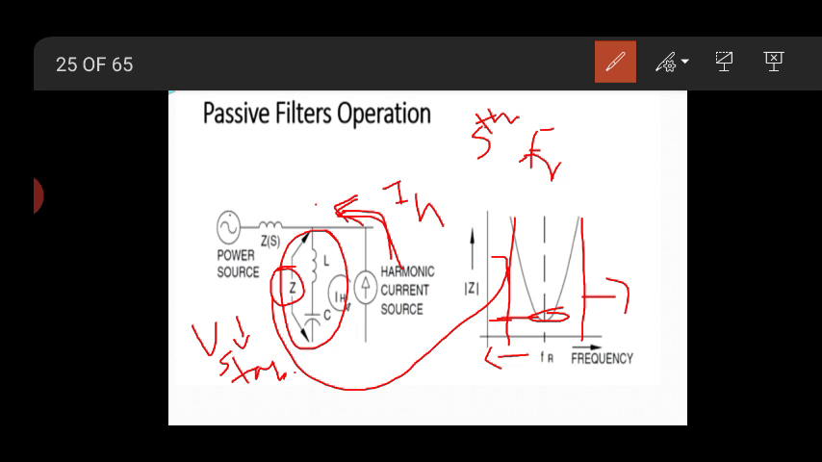So at resonance XL is equal to XC, and this condition will not hold for the fundamental frequency. When it is equal at the fundamental frequency, the power from the source will be entirely passed through this filter. It will not go to the harmonic current source.